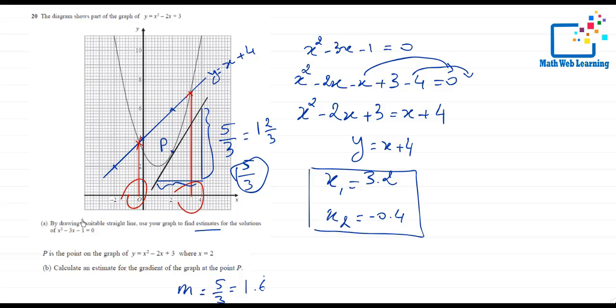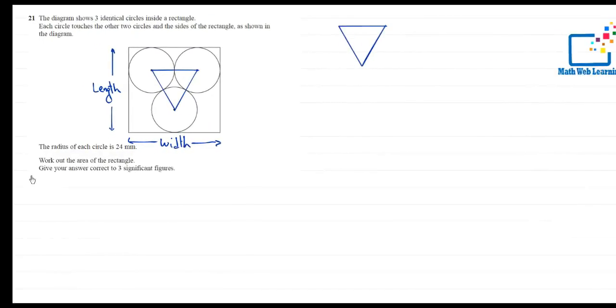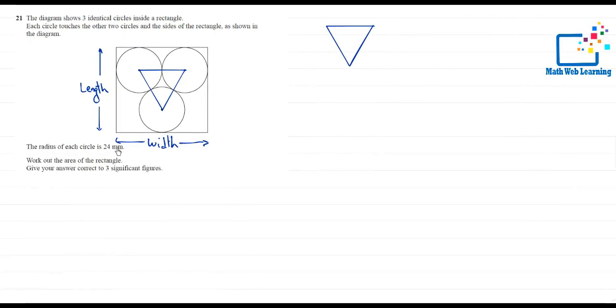All right, next question is question 21. Right, question 21, we have a rectangle and there are 3 circles inside it as described in this exercise. Go ahead and read the question fully and follow my answers and working out. Now the area of a rectangle, you know it is width times the length.